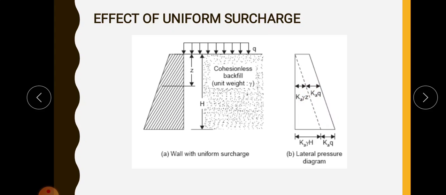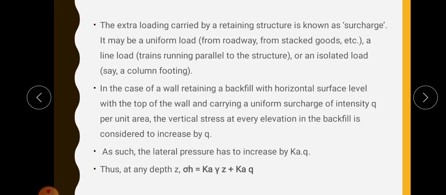Okay, so what is meant by surcharge? The extra loading carried by a retaining structure is known as surcharge. It may be a uniform load, a line load or an isolated load. So in the case of a wall retaining a backfill with a horizontal surface level with the top of the wall and carrying a uniform surcharge of intensity Q per unit area, the vertical stress at every elevation in the backfill is considered to increase by Q. That is, at every elevation it is the same.